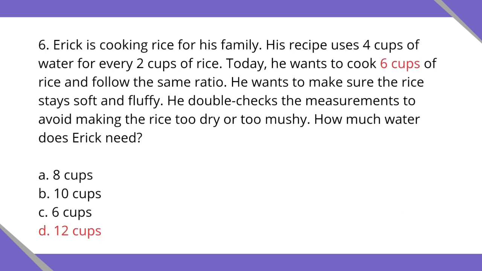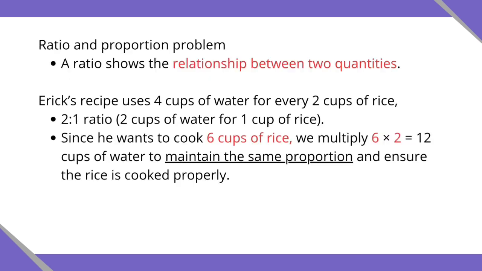The correct answer is letter D, 12 cups. This is a ratio and proportion problem. A ratio shows the relationship between two quantities. Eric's recipe uses 4 cups of water for every 2 cups of rice, which is a 2:1 ratio, like 2 cups of water for 1 cup of rice. Since he wants to cook 6 cups of rice, we multiply 6 times 2 equals 12 cups of water to maintain the same proportion and ensure the rice is cooked properly.